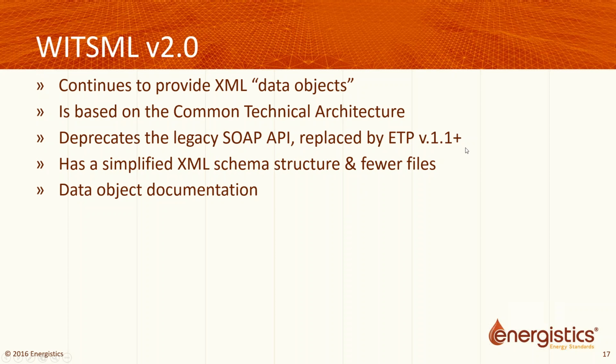WITSML 2.0 is actually going to be based on version 1.1 of ETP. Version 1.0 of ETP has been out for quite some time, so this is not a brand new thing. But this API replaces the old SOAP API. The XML itself, while it will look somewhat familiar, is very much simpler in its structure. We found that some developers felt that the structure of the XML schemas was too complex, and so they've been simplified to make everybody's life easier. And as I mentioned before, WITSML 2 will have documentation on the data objects, which didn't exist previously.